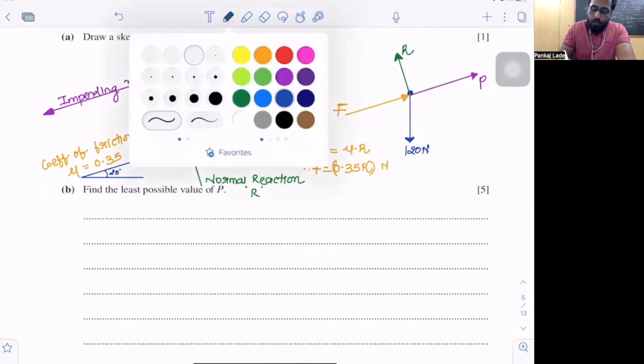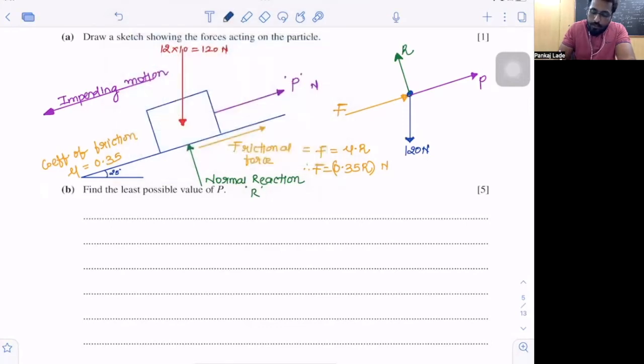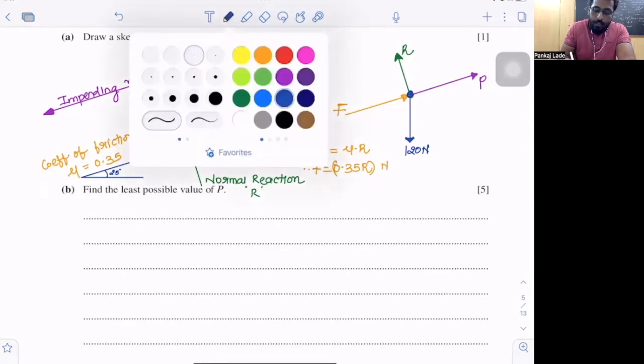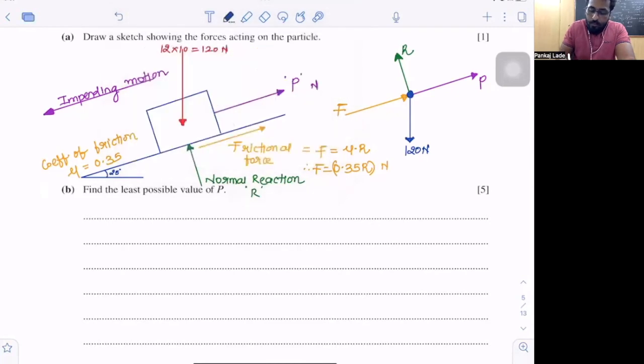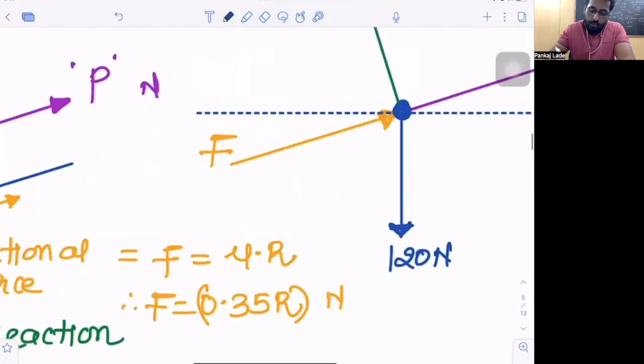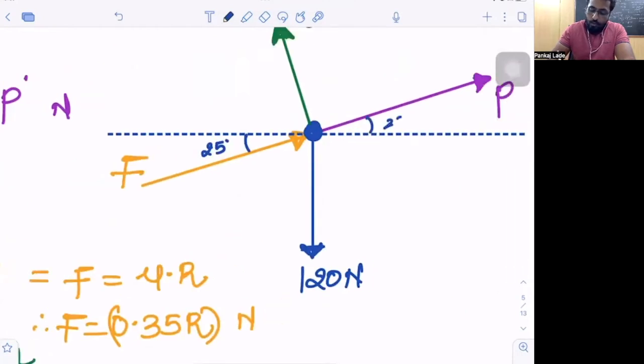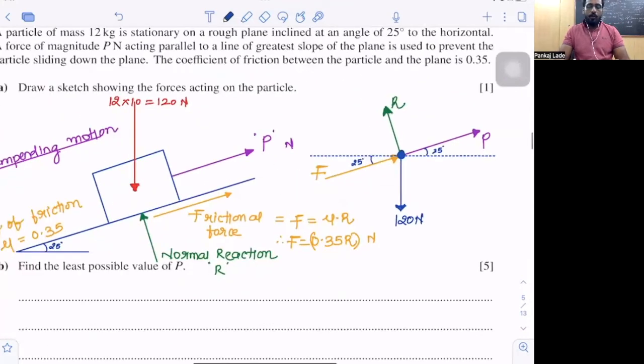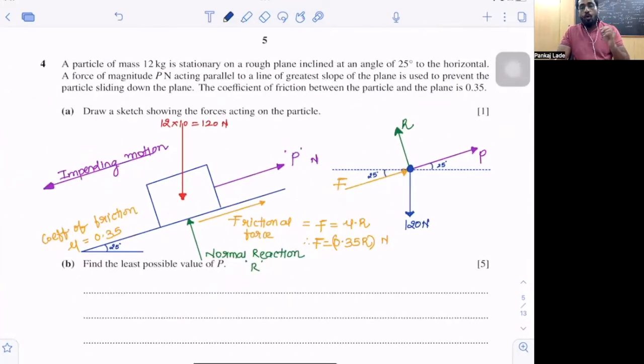So I'm going to first of all show the particle over here. That's the particle. Then you can also put up the horizontal line over here to indicate the inclination. So I put up the horizontal line and indicate the inclination over here. So this is 25 degrees. This is also 25 degrees. That will fetch you 1 mark. Of course, even if you draw the FBD with the particle with the 4 forces, that's enough. You get the full 1 mark for that.